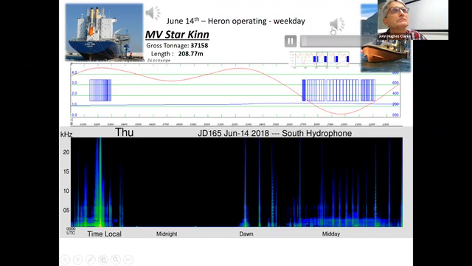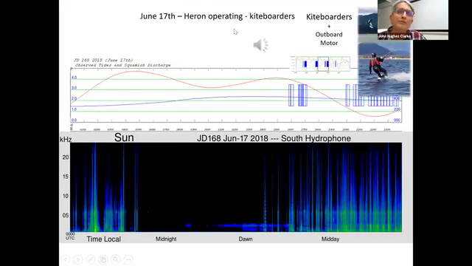That's the diesel on the Heron. And so we're contaminating it as well. And funnily enough, on the weekends, Saturday and Sunday, if it's windy, Squamish is the kiteboarding capital of Canada.